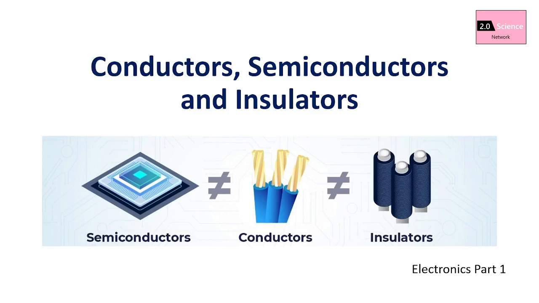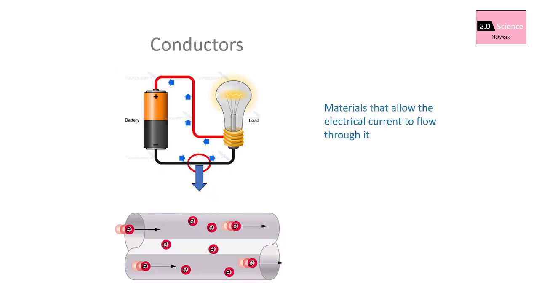We can divide all materials in the world in several ways. Today I am going to introduce a different parameter. It is conductivity. In electronics we differentiate materials as conductors, insulators and semiconductors.